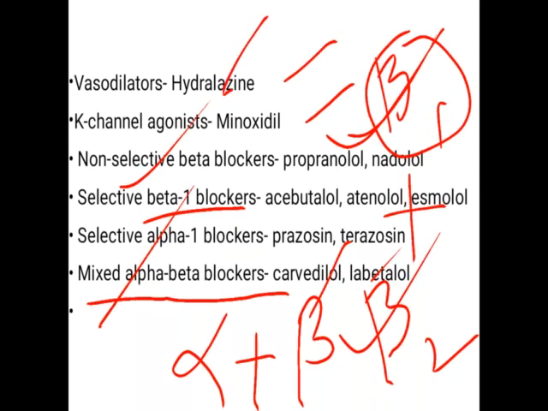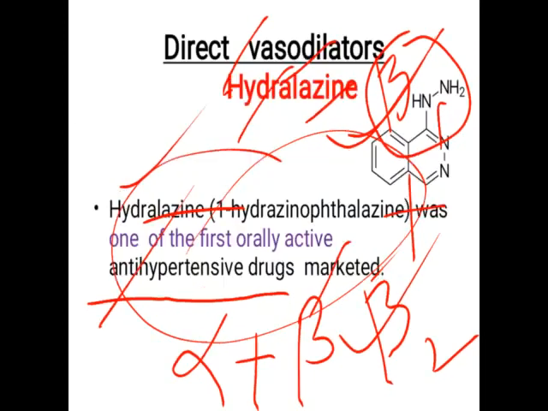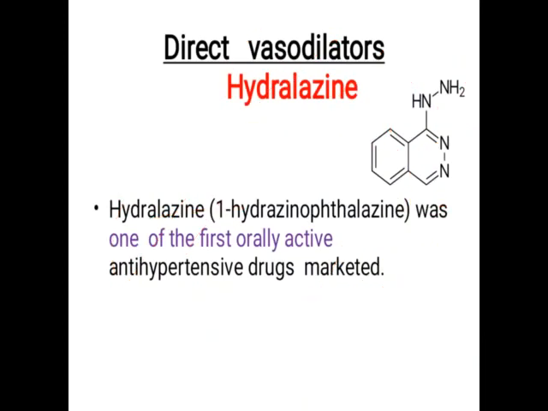Vasodilators: hydralazine, and the potassium channel agonist, minoxidil. These are the sympatholytic drugs. Now we will start with the first drug, that is hydralazine. It is a direct vasodilator. Okay, so this is the structure of hydralazine.